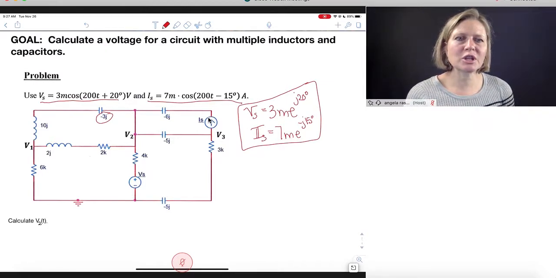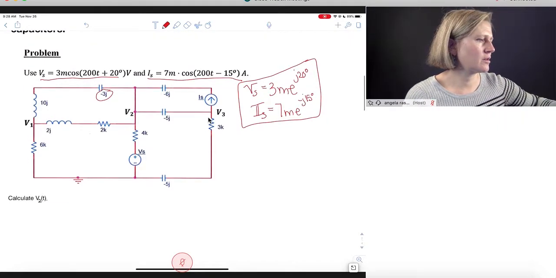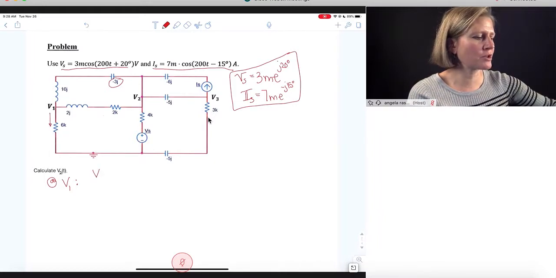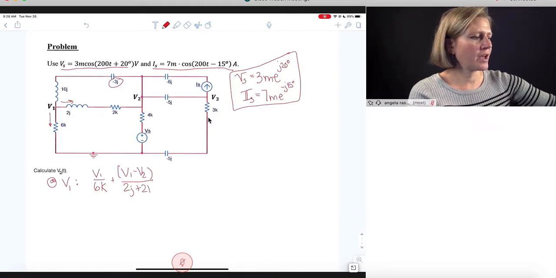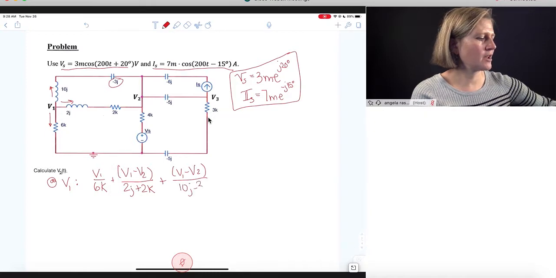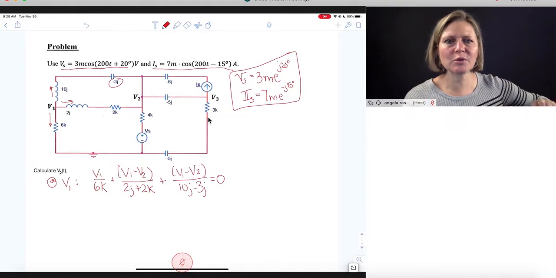To analyze this, we're going to use node voltage. We need to write a node voltage equation at V1, then one at V2, and then one at V3. So at V1, we have the current here, which will be V1 over 6k. We have the current here, which will be (V1 minus V2) over (2j plus 2k). And we have this branch, which will be (V1 minus V2) over (10j minus 3j). And that is all the branches that we have for V1.